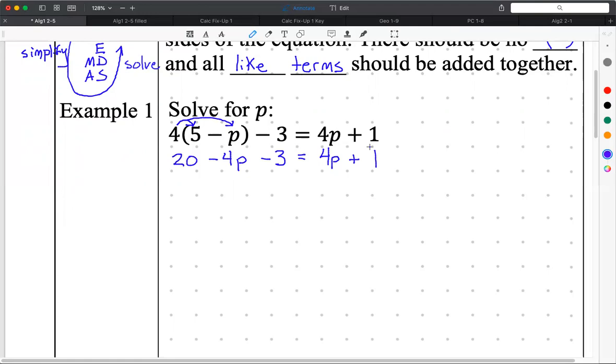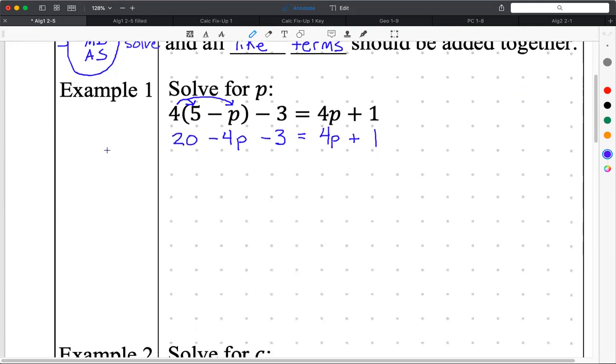What do we do next? Are we still simplifying? Can we solve? What's our next step? Alden. We should add 20 and 3 together, which is 17. Nice, yeah. Remember that we always include the sign in front of it, just like Alden said. So 20 minus 3 is indeed 17. So these two add up to 17. And then I'm going to rewrite the rest of the equation, so minus 4P is equal to 4P plus 1. Perfect.